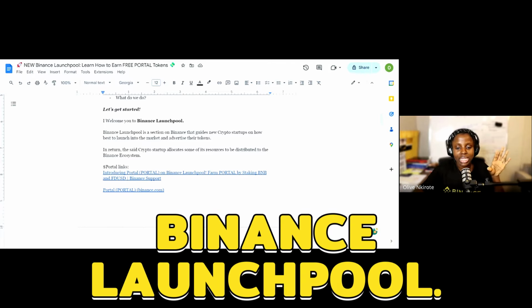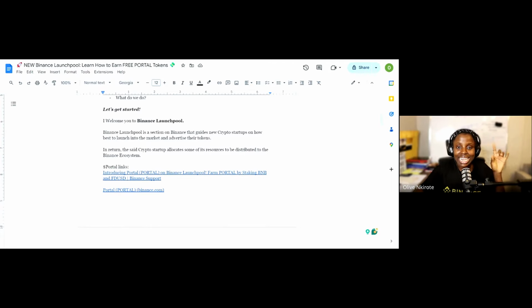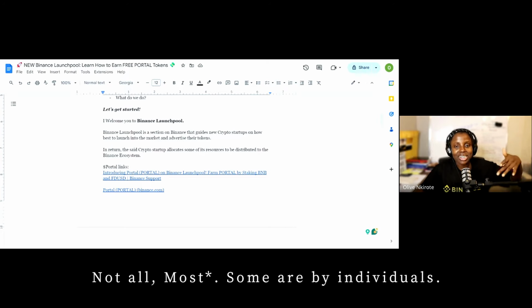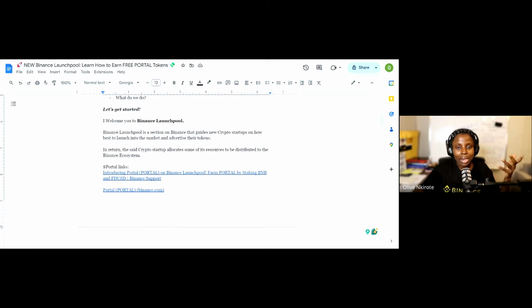Binance Launchpool is a section on Binance that guides new crypto startups on how best to launch into the market and advertise their tokens. All the coins in the crypto markets are actually companies except Bitcoin. So all these companies need to create a strategy of some sort for them to launch their products into the market. What do they do? They partner with Binance.